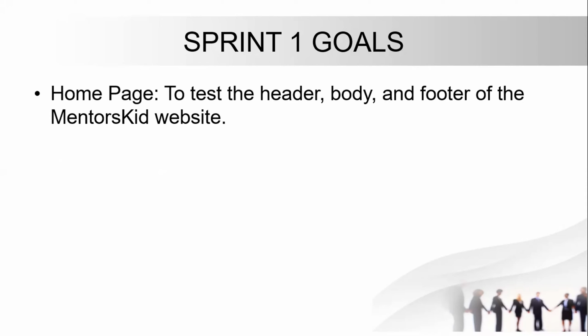Here are the Sprint One goals: home page, to test the header, body and footer of the mentorship website. So we were able to work on our own page, test the header, the body and the footer of the mentorship website, which took us a lot of time and practical time per se to do. So next, please.